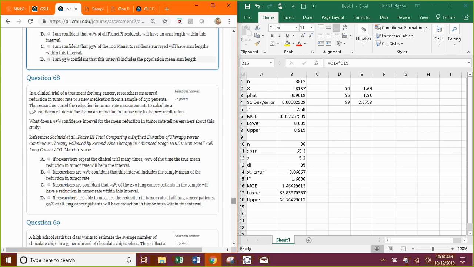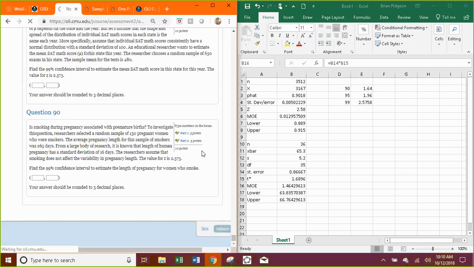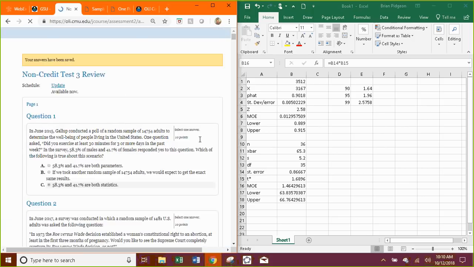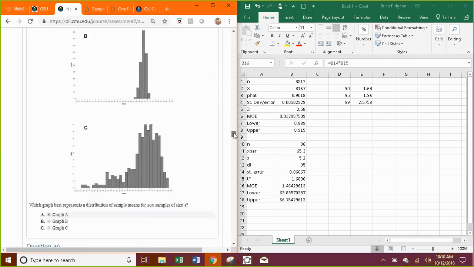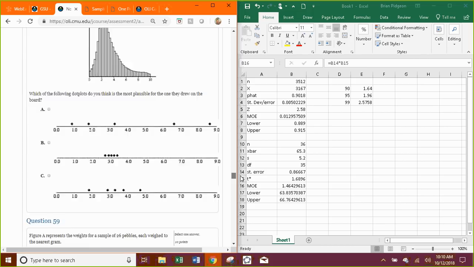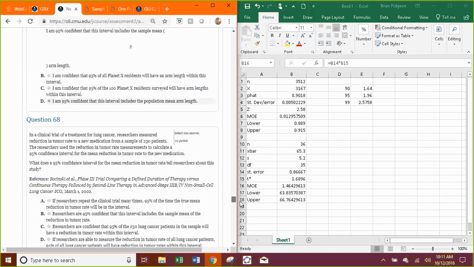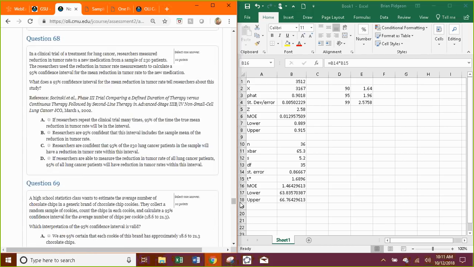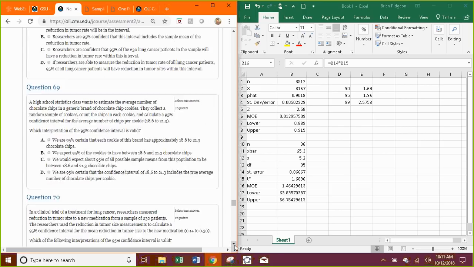Same thing here. Interpreting the confidence level. Number 68. Alright, so it's the same thing. We are 95% confident that the interval contains the true population parameter of interest.